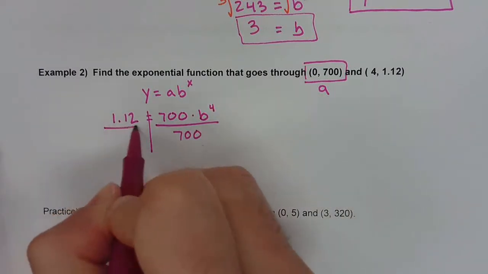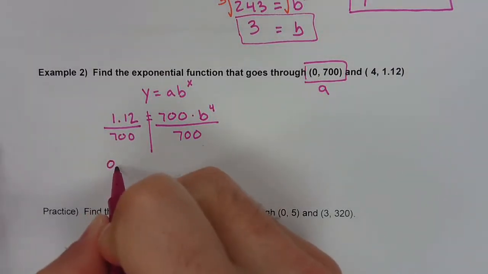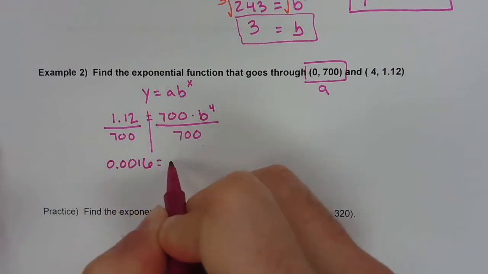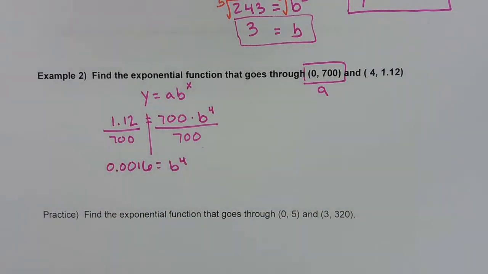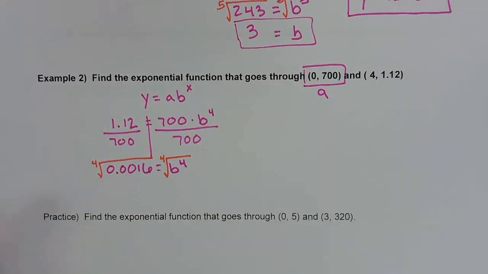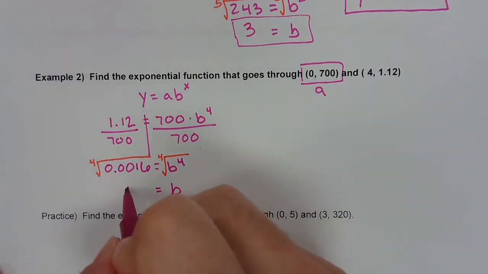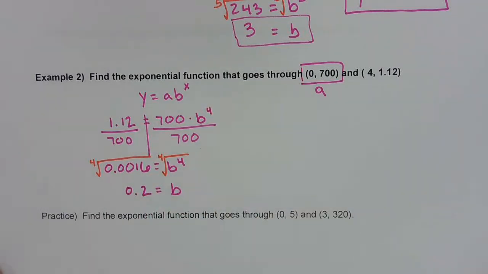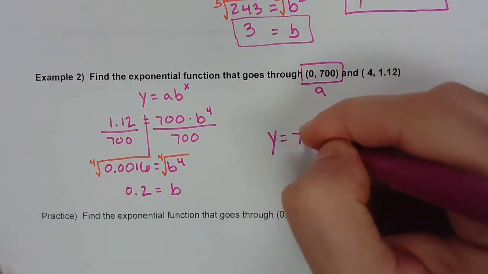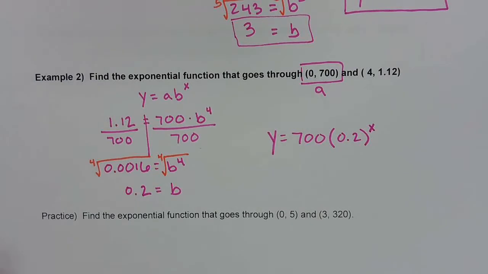First is to divide by a, which was 700. That gives us a value of 1.12 divided by 700, 0.0016, which is equal to b to the 4th. To undo the 4th power, we're going to take a 4th root. I'm going to use my calculator to do so. And that's going to give us a b value of 0.2. So now I'm going to write my equation. I know what a is. a was 700. b is 0.2 to the power of x.